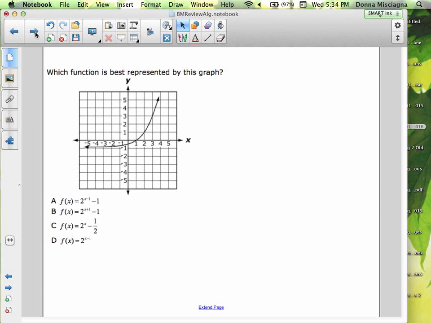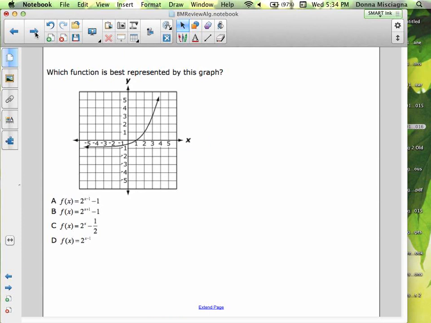Those are the two main transformations that you're going to need to know for the benchmark. Those are the main ones that we'll work with, just really the horizontal and the vertical. And we will look at reflections as well. It just means you have a negative in front of your whole exponential function. But right now, let's take a look at this particular question.